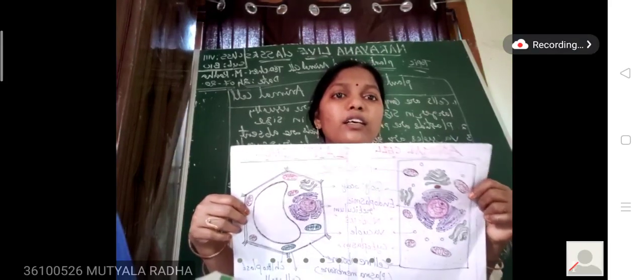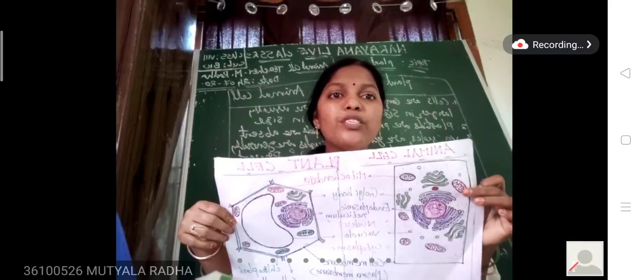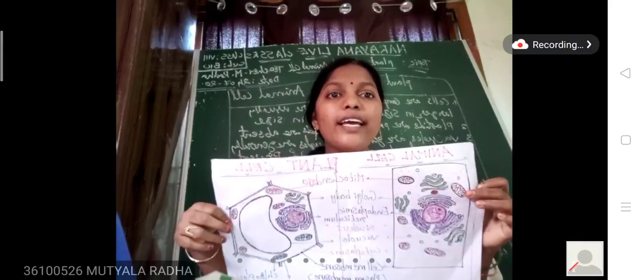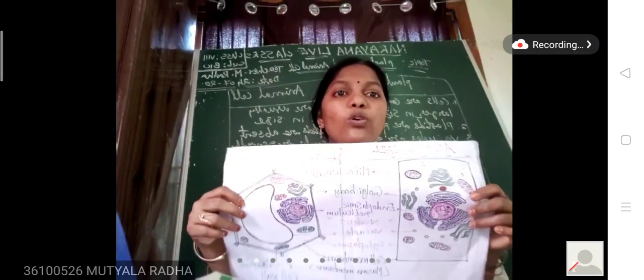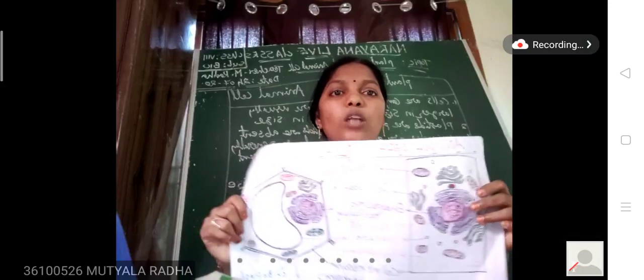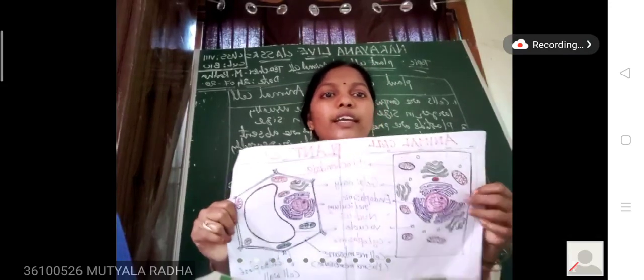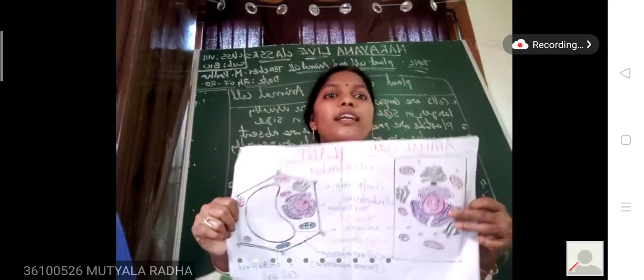I told you mitochondria is called the powerhouse of the cell because energy is produced in the mitochondria. The nucleus is called the control room of the cell because it controls all cell organelle functions. And the nucleus carries genetic material from one organism to another organism.